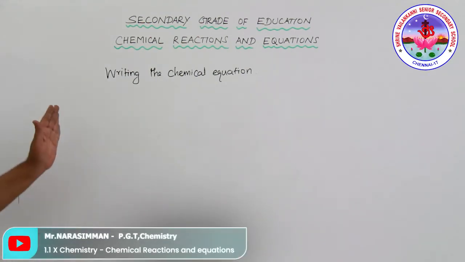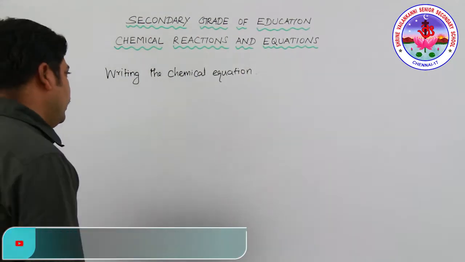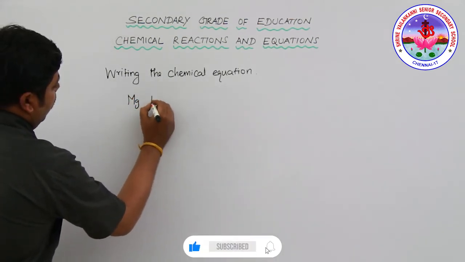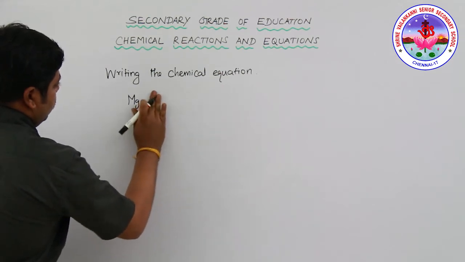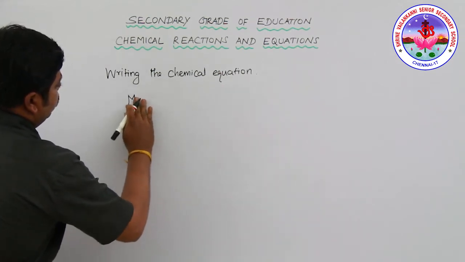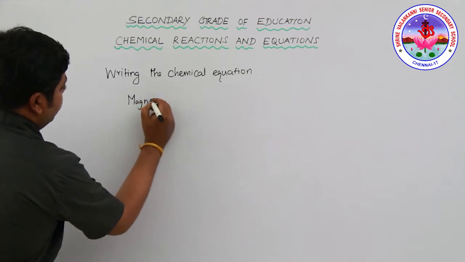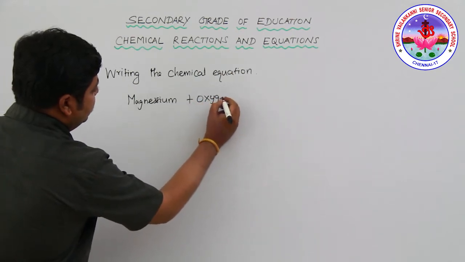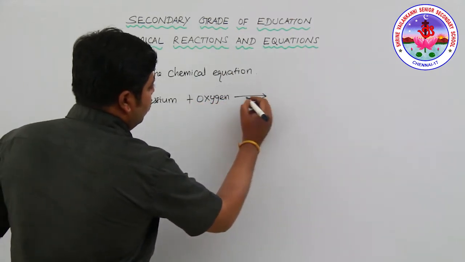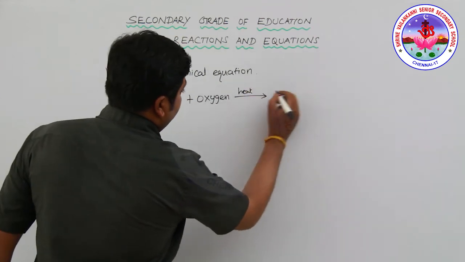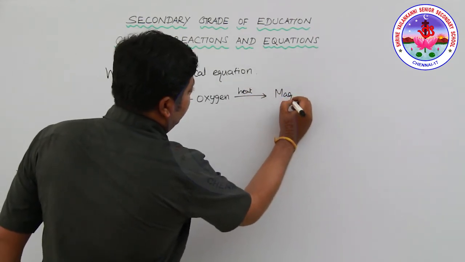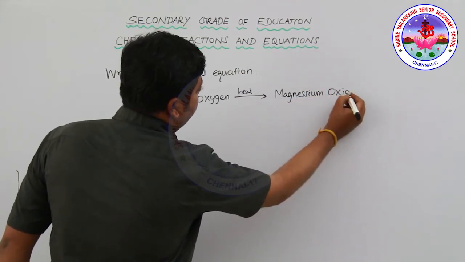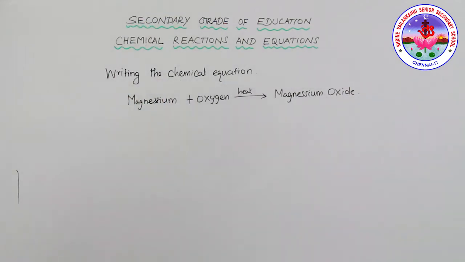Now we'll see writing the chemical equation. Already we have seen magnesium reacting with oxygen to give magnesium oxide. Magnesium reacts with oxygen. First write the word form of the equation, then balance the equation. Magnesium oxide appears. So this is the word form.